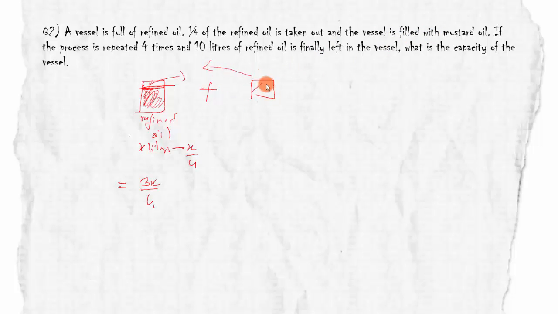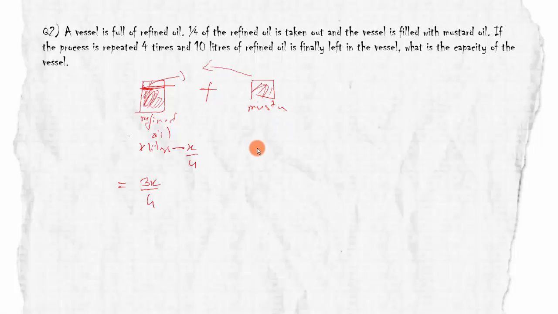Let's move to our next question. A vessel is full of refined oil. So we have a vessel of refined oil. And 1/4 of the refined oil is taken out. So if this is x liters, we have taken out x/4 liters. So we subtract: x minus x/4. So 3x by 4 is the quantity of refined oil in this container, and the rest is empty. And it is filled with mustard oil. So we are mixing with another liquid, which is mustard oil.